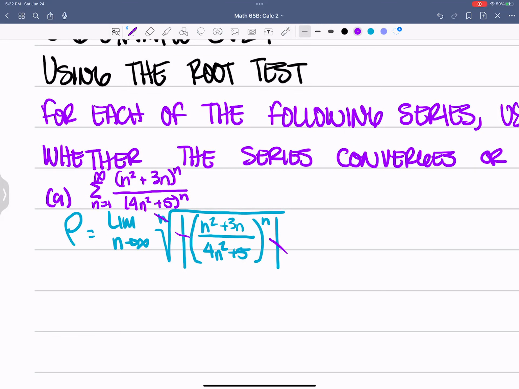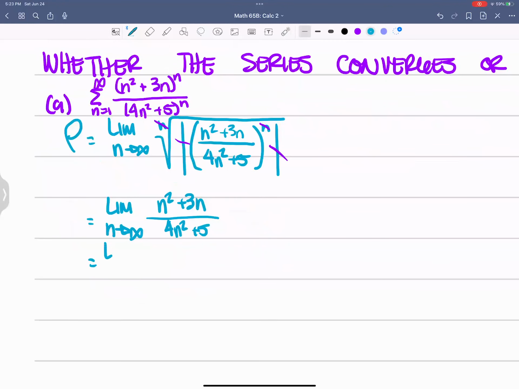The nth root tells us to take the nth root here. So this is equal to the limit as n approaches infinity of n squared plus 3n over 4n squared plus 5. So that's going to be equal to the limit as n approaches infinity. I'm going to divide both top and bottom by n squared. So we have 1 plus 3 over n over 4 plus 5 over n squared. So this ends up going to 1/4.